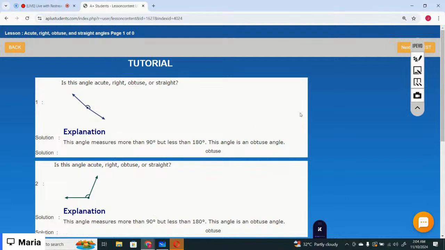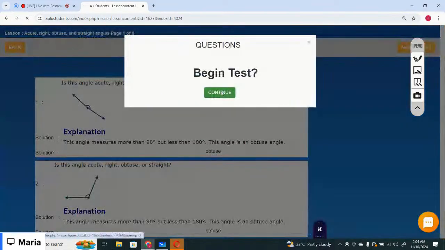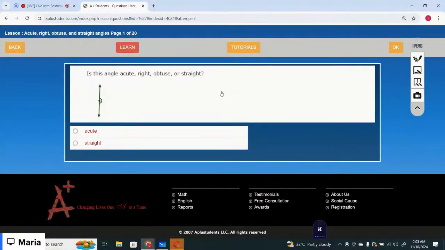Okay, let's look at the next example. Is this angle acute, right, obtuse or straight? So which is the correct option? The angle measures more than 90 but less than 180 degrees, right? So that is obtuse angle. Let's just start with the test questions. Is the angle acute, right, obtuse or straight? So which is the correct option?